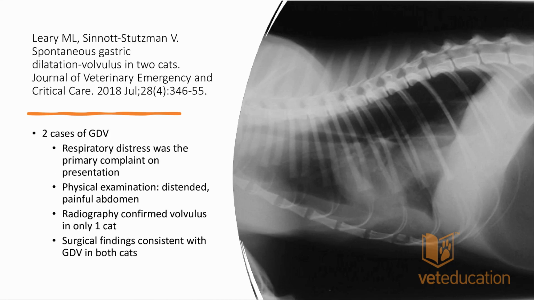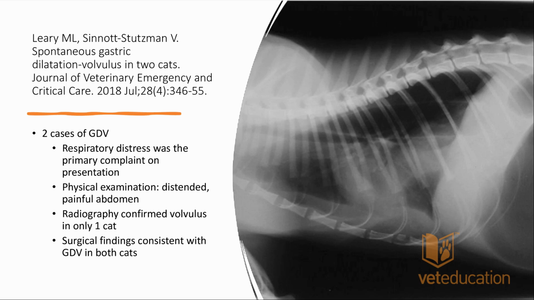Now let's have a look at this other study here. This is spontaneous GDV in 2 cats. This was published 2 or 3 years ago. Respiratory distress was the primary complaint on presentation. Remember right at the start of the session when I said, some cats are really crafty and they will present to you with serious abdominal disease, and they'll say, look at me, I've got trouble breathing, I've got respiratory distress. But in actual fact, you have gastric dilatation volvulus syndrome.